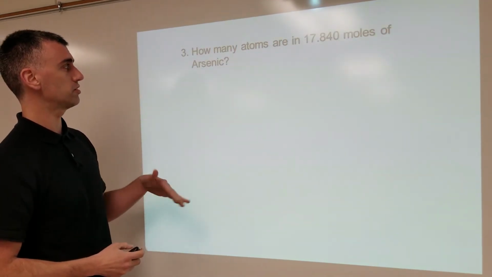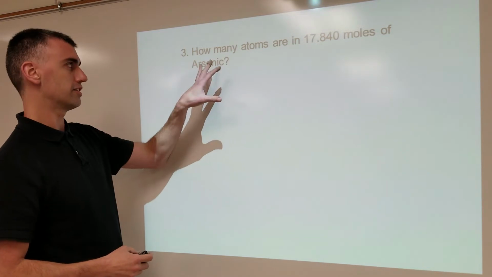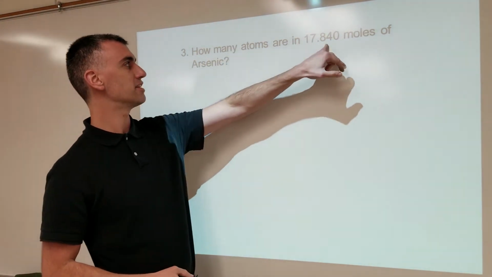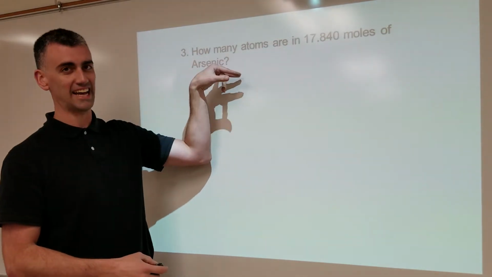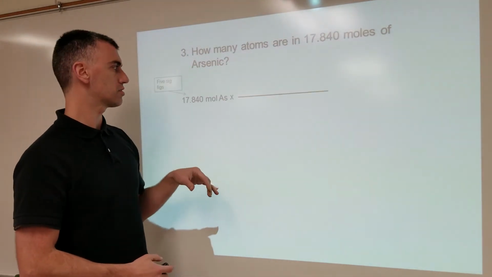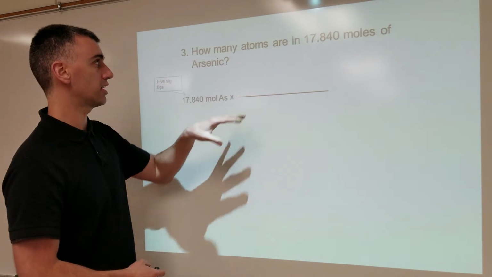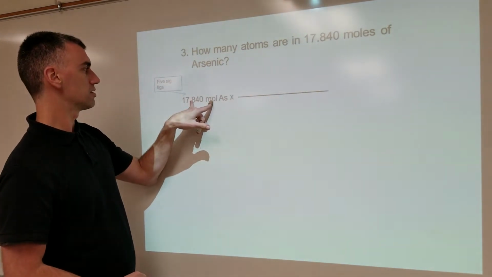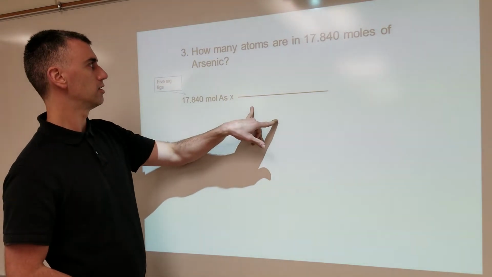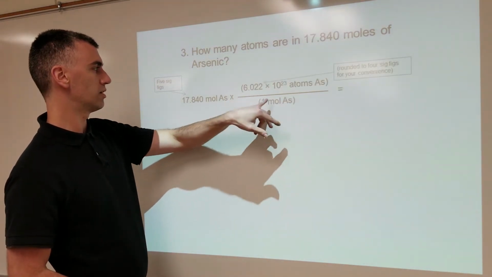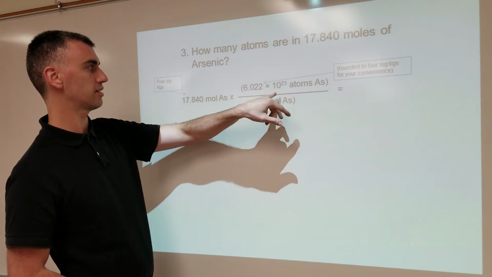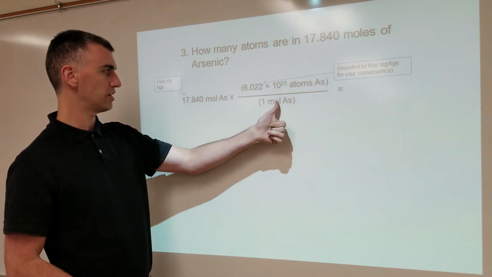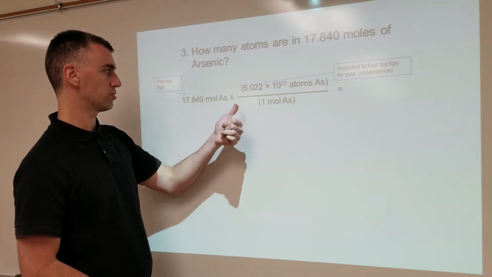Now, when it comes to this, it's shorthand. What we're really saying is how many atoms are in this many moles of arsenic atoms. So what we do is take what you're given, write that down, and set up a conversion factor, because we know that 1 mole of arsenic atoms contains that many atoms of arsenic. So I put 1 mole down here so it can cancel with the moles here. Moles cancels moles.